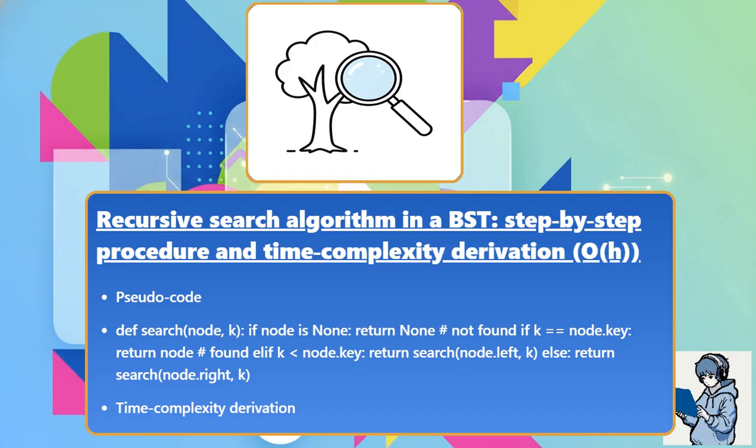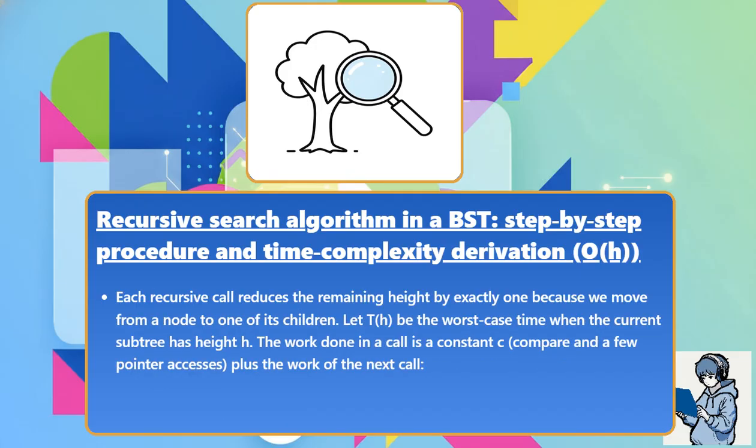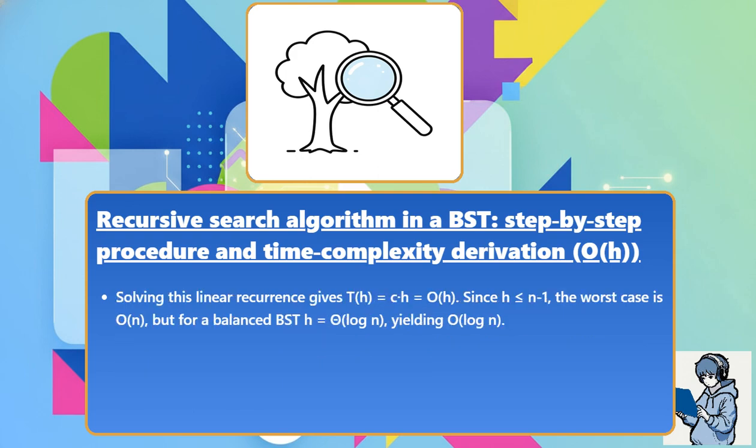Time complexity derivation. Each recursive call reduces the remaining height by exactly 1 because we move from a node to one of its children. Let T(h) be the worst case time when the current subtree has height h. The work done in a call is a constant c, to compare and make a few pointer accesses, plus the work of the next call. T(h) equals T(h-1) plus c. T(0) equals c. Solving this linear recurrence gives T(h) equals c times h, which is O(h), since h is less than or equal to n-1. The worst case is O(n), but for a balanced BST, h equals Theta(log n), yielding O(log n).